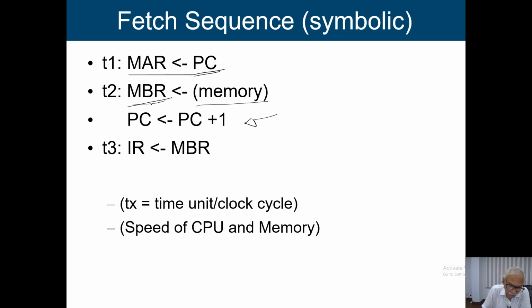And after that, once we get the information in MBR, we will transfer the information from MBR to IR. This is the instruction register. That means I have got the instruction. Now the information of the instruction register will be placed in the control unit, and the control unit is accordingly going to coordinate the whole process. Now here you see that I am having 4 operations, but it is done in 3 different clock timings.